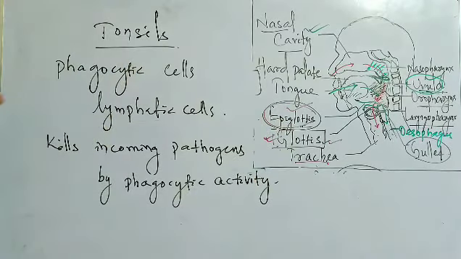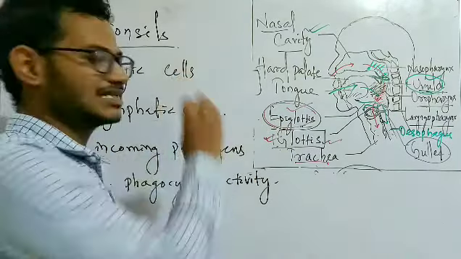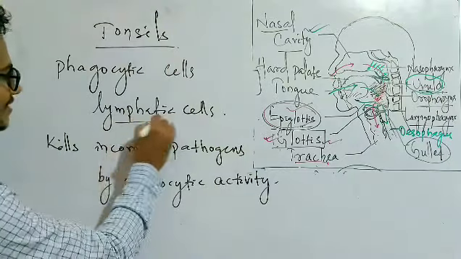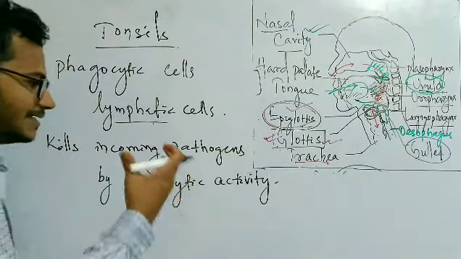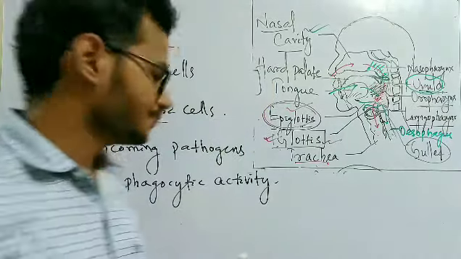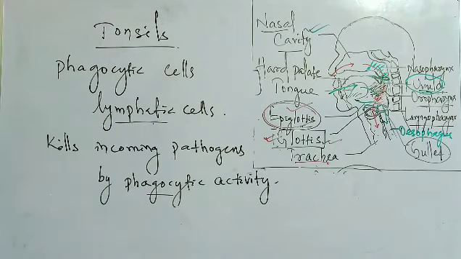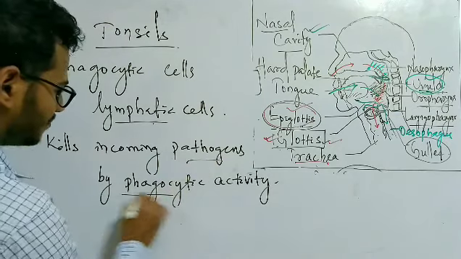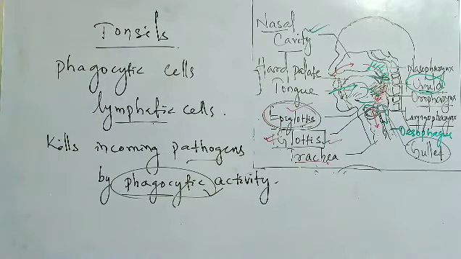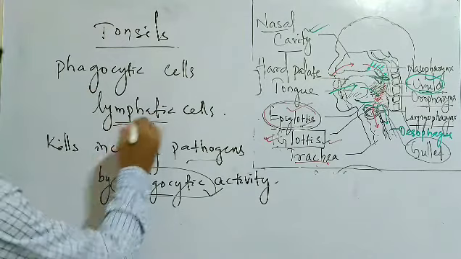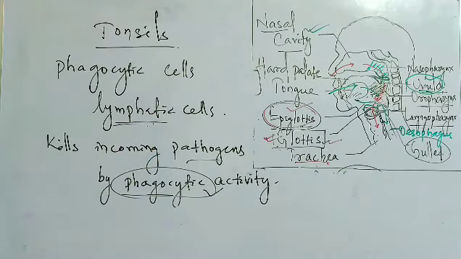So what is phagocytic activity? The cells present in the tonsil, the mass of lymphatic cells, engulf the foreign body or pathogen by phagocytic activity. They kill it by eating it, by engulfing it inside. Clear? So they produce phagocytic lymphocytes that kill pathogens or harmful bacteria.